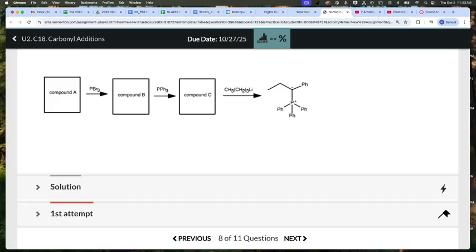Let's actually go ahead and start it up on the boards. So we've got, I would argue, 3 tables worth of people, ish. I think that works. You've got compound A, B, and C.